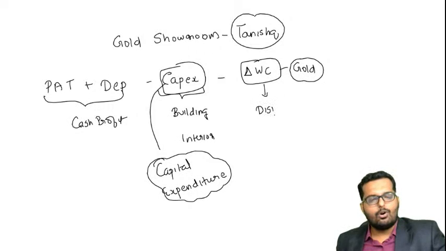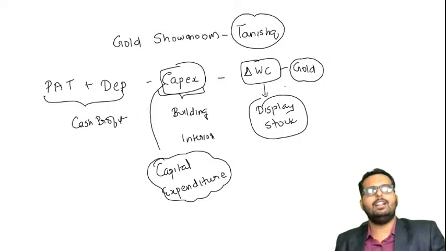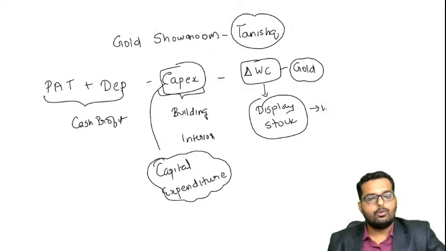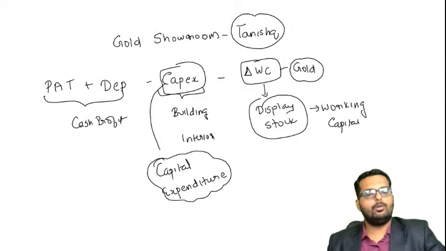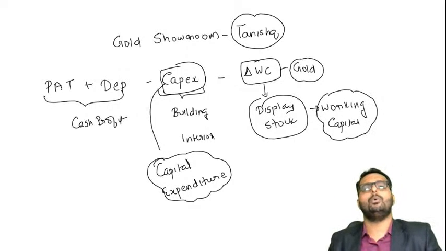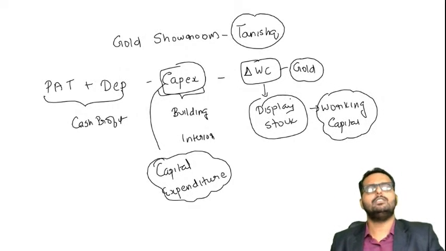That is display stock. That stock can never be sold, or even if they sell that gold, it has to be replaced by another gold over there. That is what we call working capital. There are two types of working capital: temporary working capital and permanent working capital. Display stock is an example of permanent working capital, which is an investment into the company.